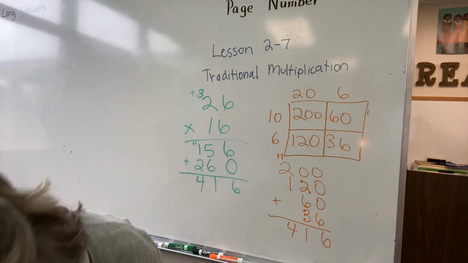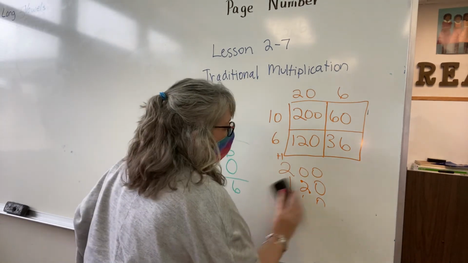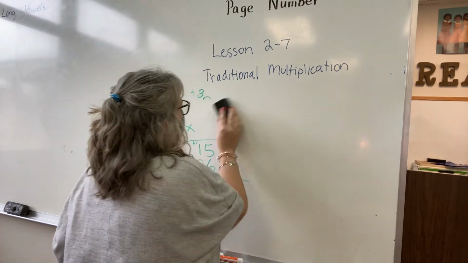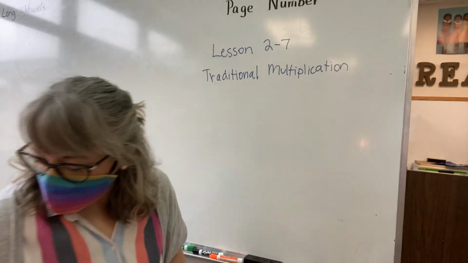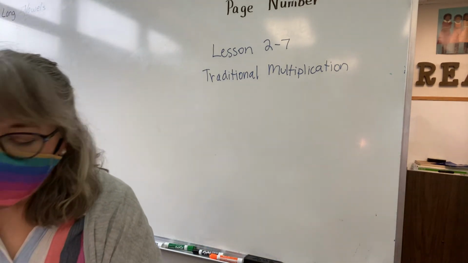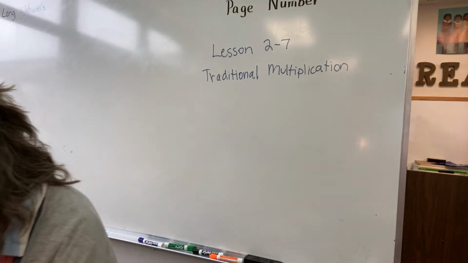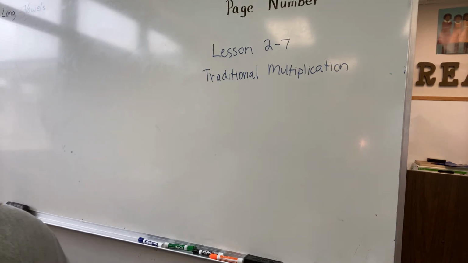87 times 46. Okay? If you want to do the partial quotient, great. Practice your partial quotient. If you want to practice your old-fashioned, practice the old-fashioned. On the math box, I want you all to do the math box on your own. Page 55.